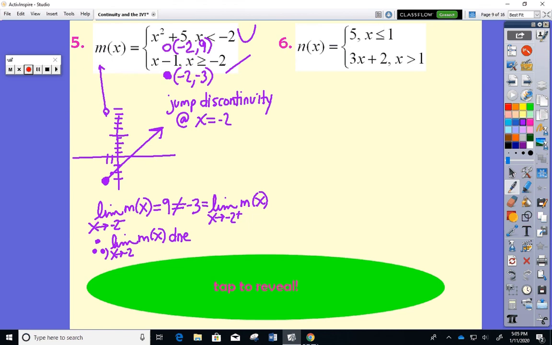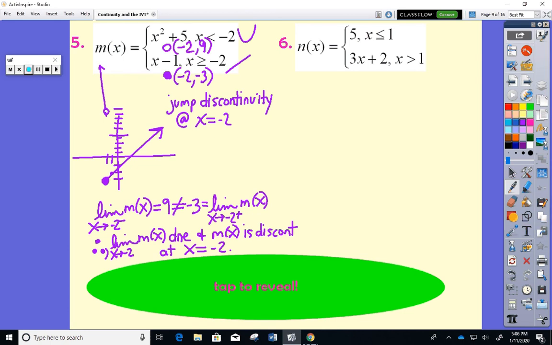which in turn makes m of x discontinuous at x equals negative 2. So the limit of m of x does not exist, and m of x is discontinuous at x equals negative 2. Now I've gotten the formal lingo in there.